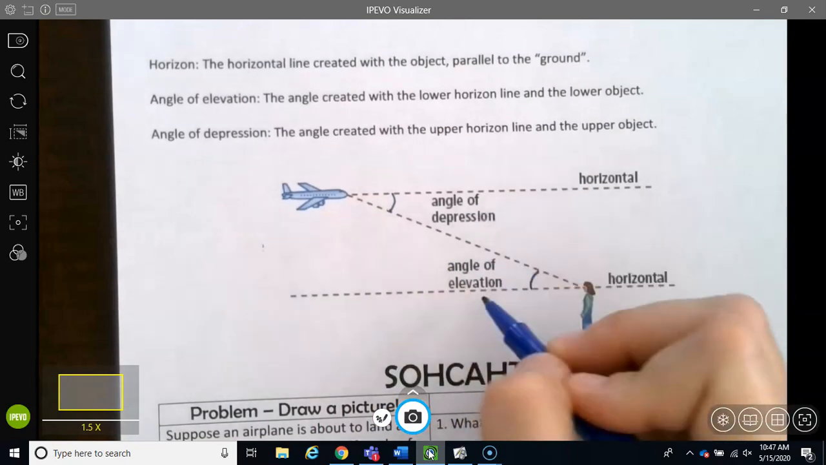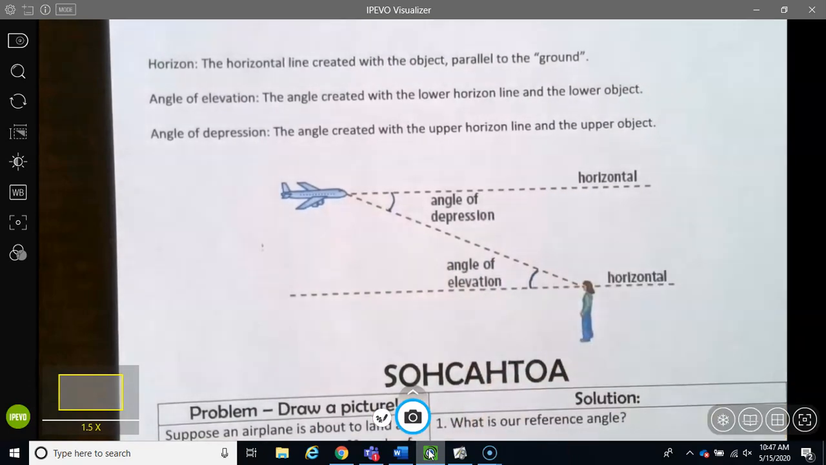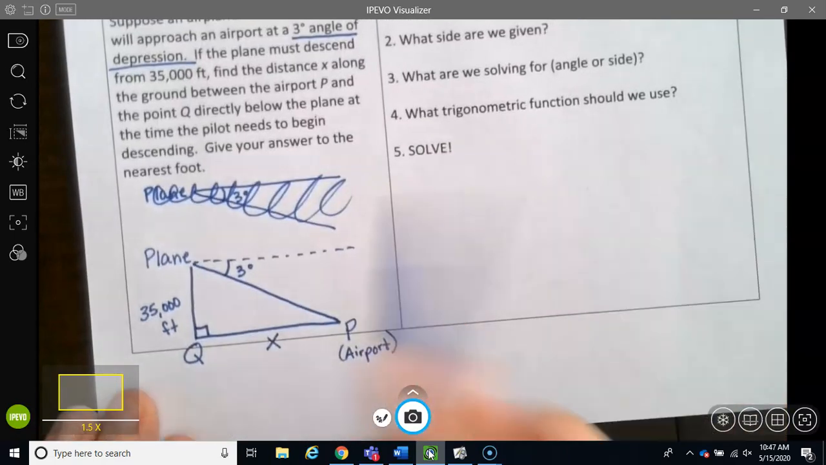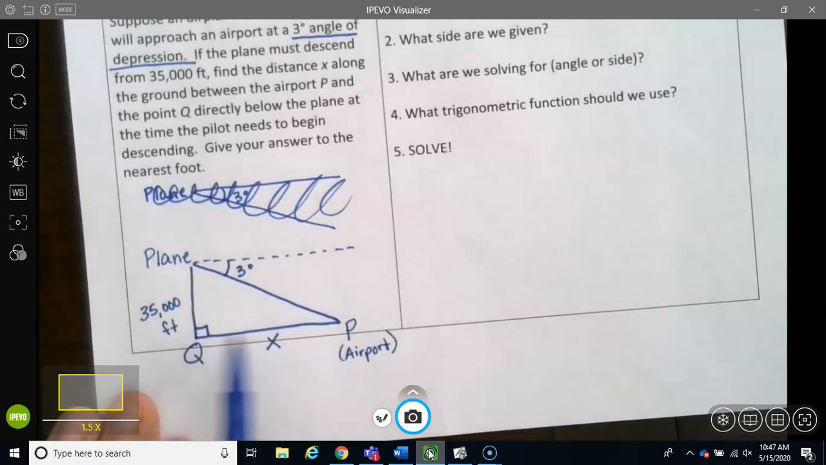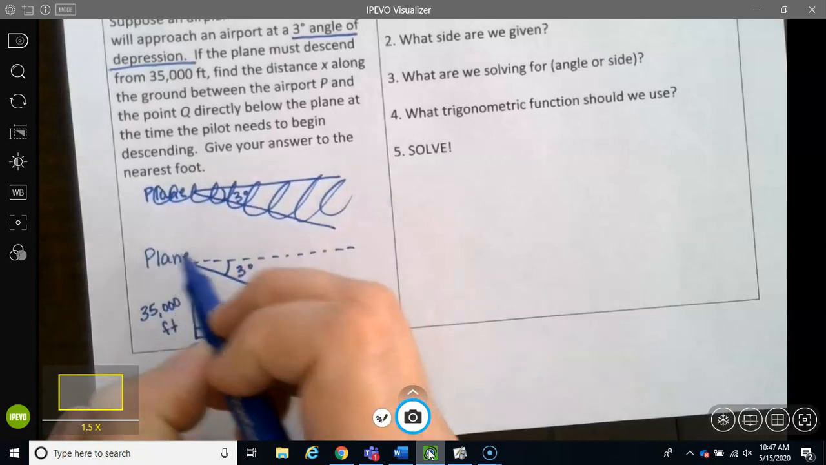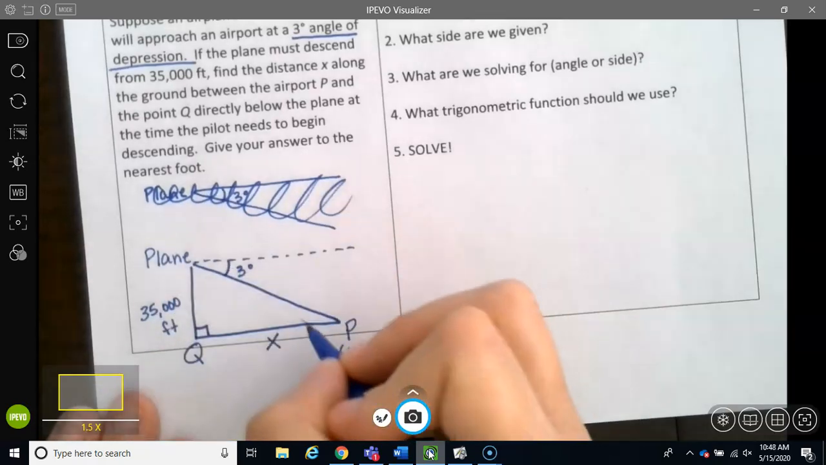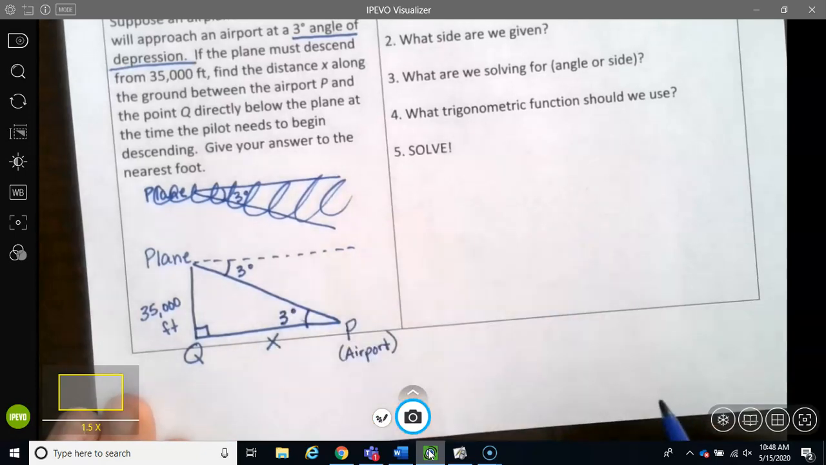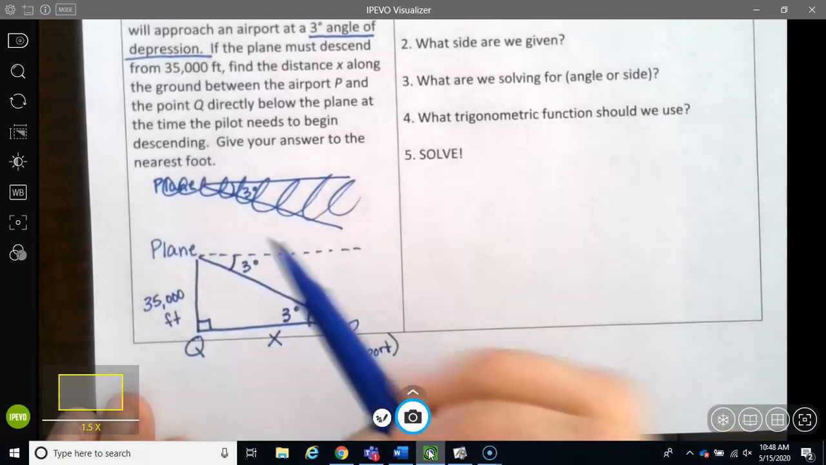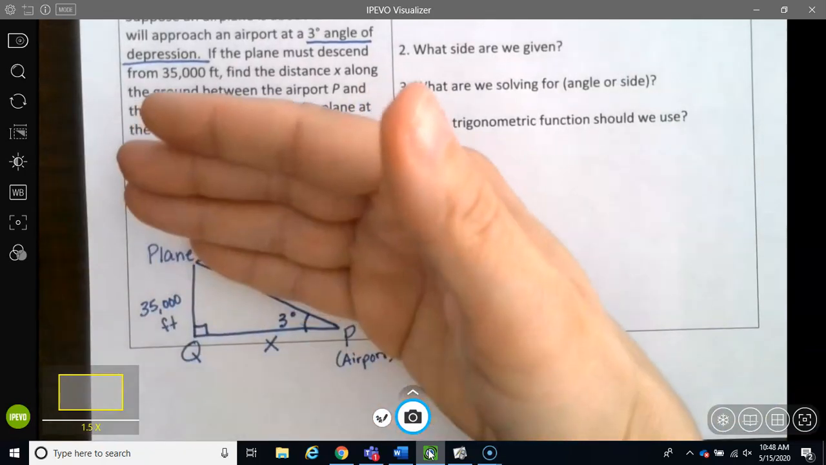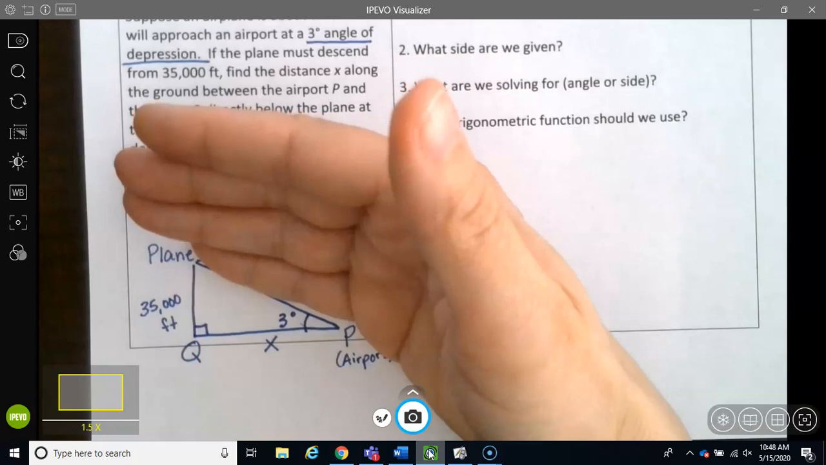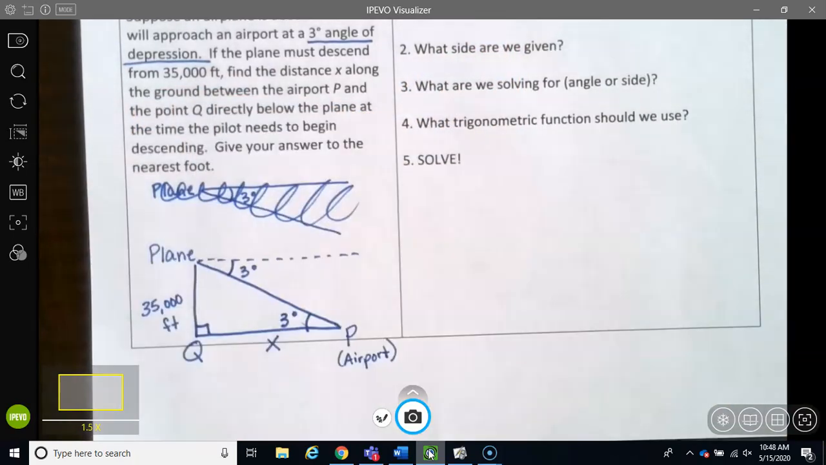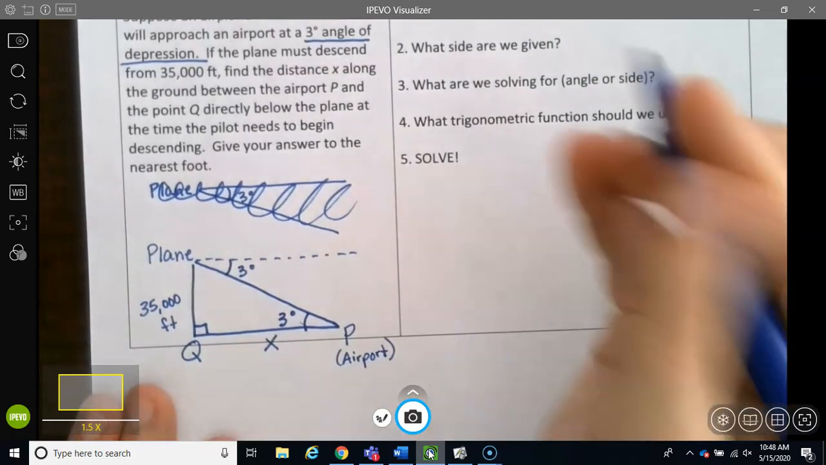So the angle of depression equals the angle of elevation. For that same reasoning, let me sketch this up a little bit more. This horizontal line and this horizontal line are parallel to each other. Here's our transversal. This angle of 3 degrees is the same as this angle, 3 degrees. Okay? So now we can ignore this over here. We have our right triangle where we know one side and one angle, and we can use trig to find that missing side.